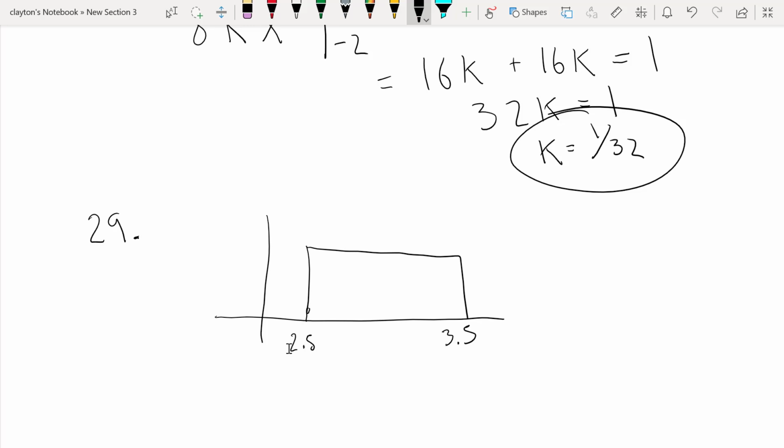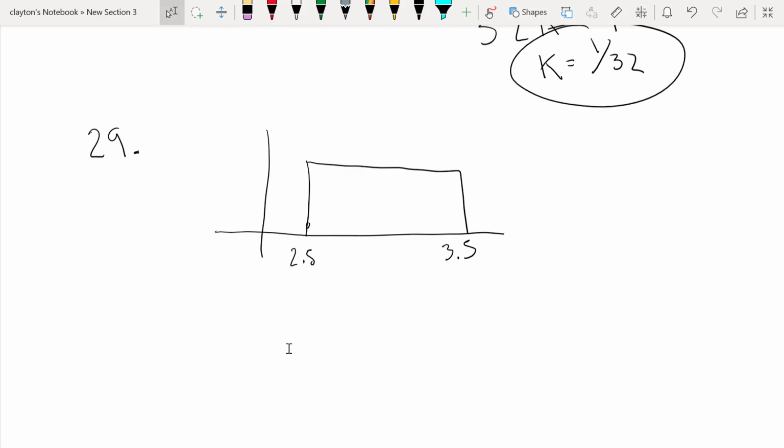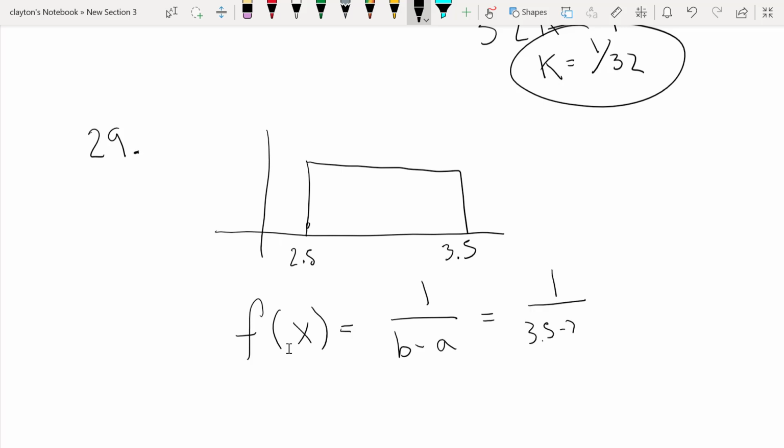It says find the probability density or distribution function for f of x. So for uniform distributions, the probability density function, probability distribution function, either way, is equal to 1 over b minus a. Now in your case you have 1 divided by 3.5 minus 2.5, and so it's 1 over 1. So just 1. And this is for part A.